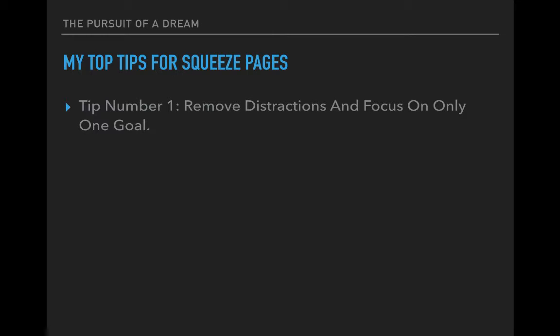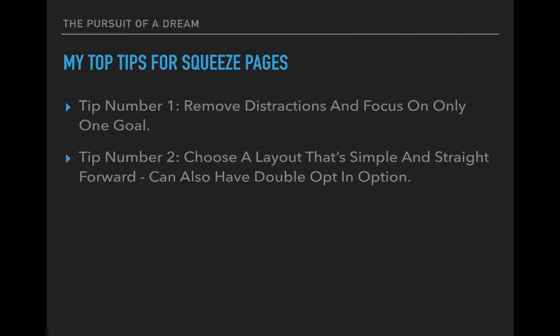So you want to remove everything else so there are no distractions and there's only one thing for the person to do. So my second tip is that you want to choose a layout that's simple and straightforward, and it can also have a double opt-in. What I mean by that is when they first land on the page, they should immediately see a section where they can enter their name and their email to subscribe and sign up for your email list and the free ebook. But if they scroll down because they want to read a bit of the content you put there, there can be another option for them to enter their name and email. You just want to make it simple so they can always opt in without having to put too much effort in, because there's only one focus like I said before. So choose a layout that's simple and straightforward.